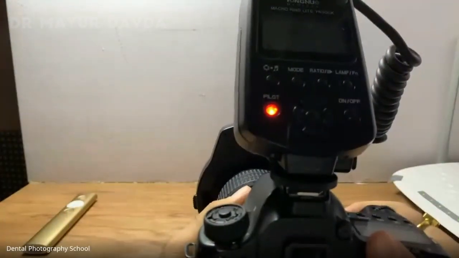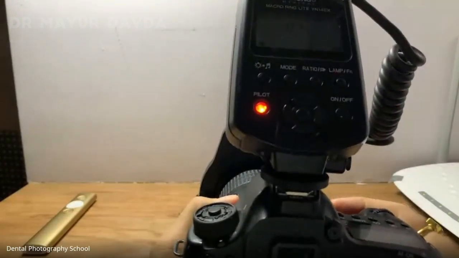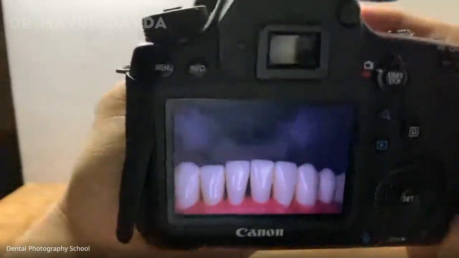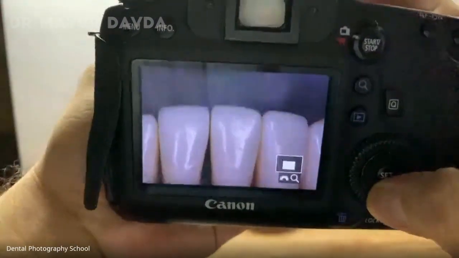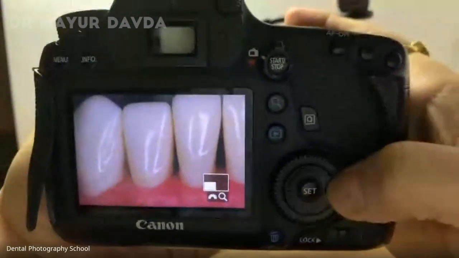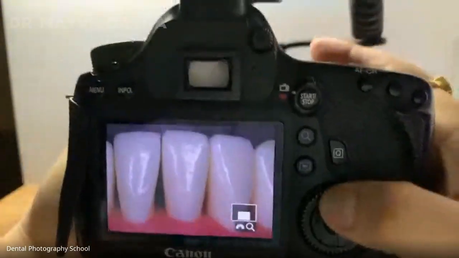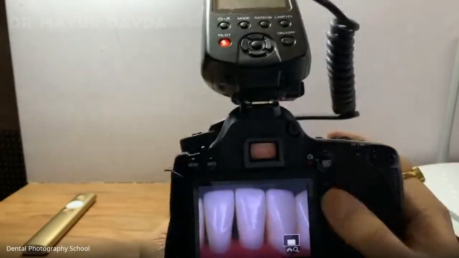So basically, the best thing about dental photography with magnification ratio on manual focus is this: you don't have to worry about focusing. Everything will be sharp. See that? Although on the live view that you are seeing, it was not sharp, every image will be sharp. That's because you are at f32.